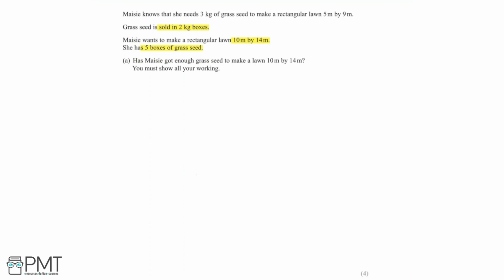Now let's imagine a rectangular lawn 5 meters by 9 meters. We can see that this lawn covers an area of 45 meters squared, because 5 multiplied by 9 is 45. Now we know that for a lawn this size, she needs 3 kilograms of grass seed. And we need to find out how many kilograms of grass seed she'll need in order to make her rectangular lawn of 10 meters by 14 meters.